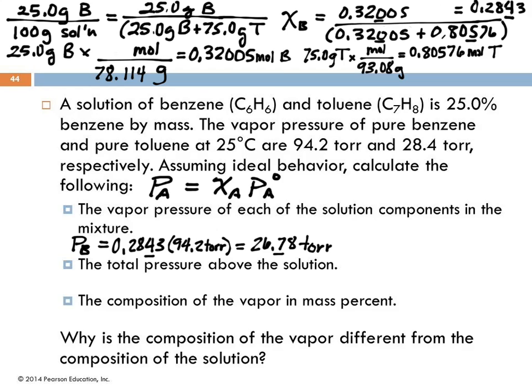What is the vapor pressure of the toluene? Well, we need the mole fraction of toluene. We only have 2 components. One of them has a mole fraction of 0.2843. The other one has to make up the difference between that and 1. The mole fractions have to add up to 1. So the mole fraction for toluene equals 1 minus 0.2843.